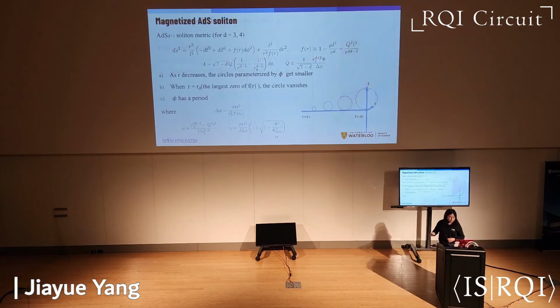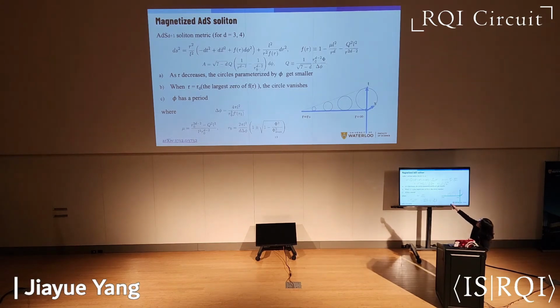And now let's move on to the magnetized AdS soliton. In our paper, we investigate the holographic complexity of CFTs compactified on a circle. The periodicity of this circle is called delta phi, and there is a Wilson line around this circle. As R decreases, the proper size of this phi circle gets smaller and smaller, and when R approaches R0, the circle vanishes. To avoid a conical singularity here, we need phi to have a periodicity called delta phi.